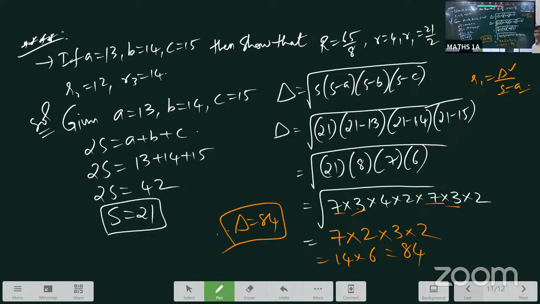That is the formula to find area of a triangle when you know the sides, right? From there you get 84. After that, small r is delta by s, small r1 is delta by s minus a, small r2 is delta by s minus b, small r3 is delta by s minus c. That's it. When ABC are given, we were finding R1, R2, R3. Now, R1, R2, R3 will be given. Now we are going to find ABC. That is our next problem. Is it clear?